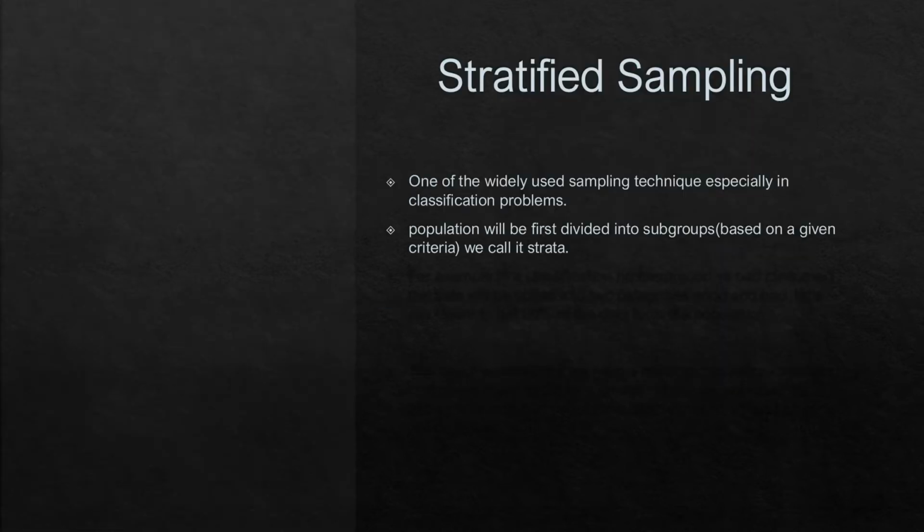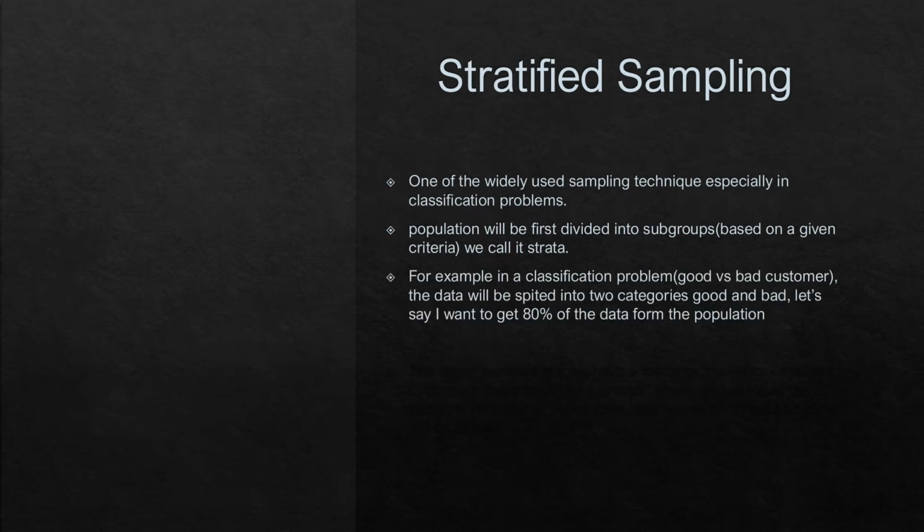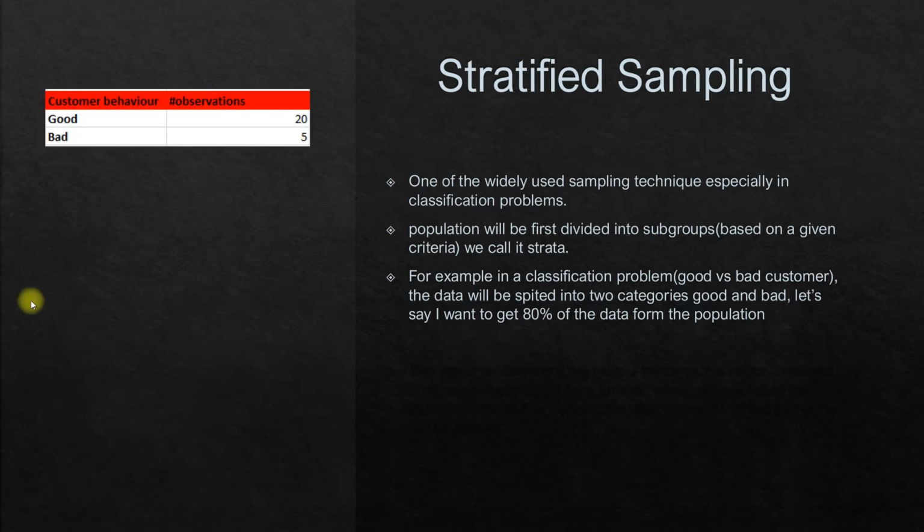Now we'll talk about stratified sampling. It is one of the widely used sampling techniques, especially in classification problems, which we'll understand in our upcoming videos. The population is first divided into subgroups based on some criteria. These subgroups we call strata, hence the name stratified sampling. For example, in a classification problem, I have two different groups, the good customers and bad customers. The data will be split into two categories, as you see here.